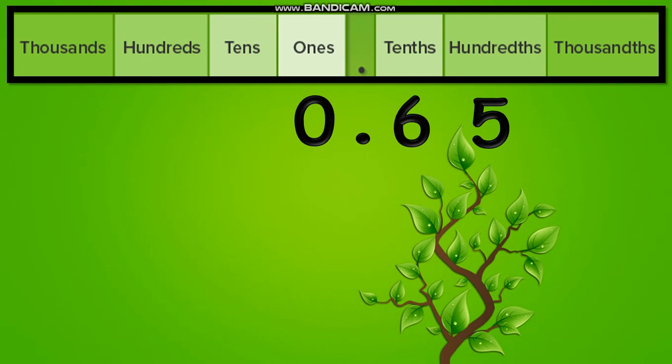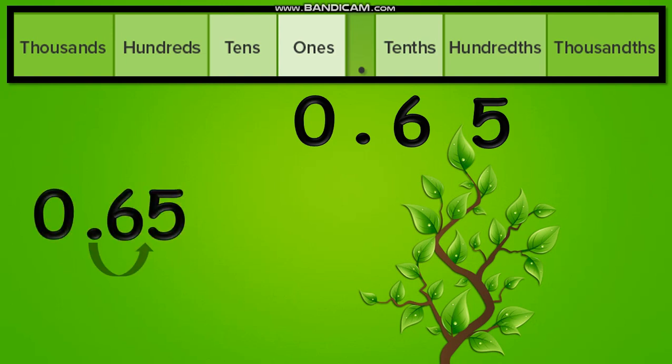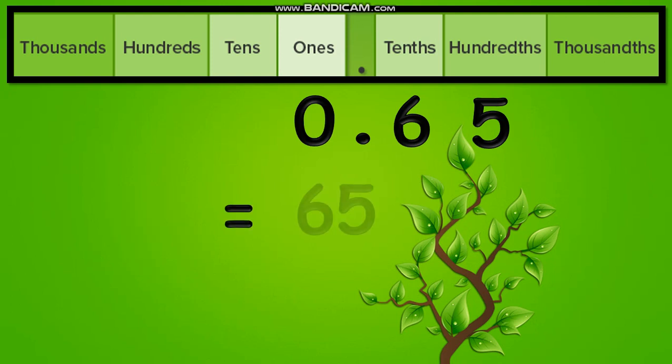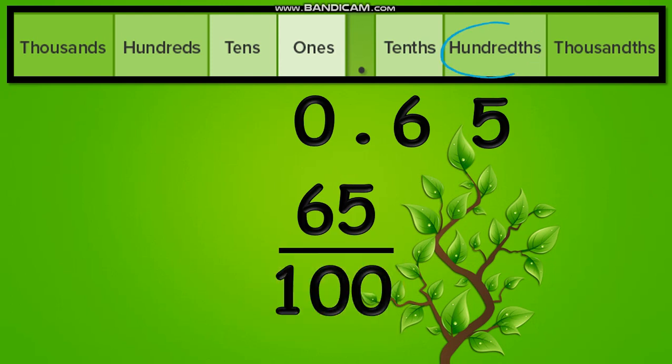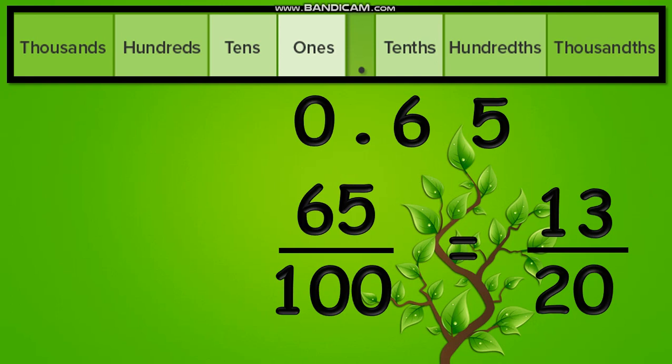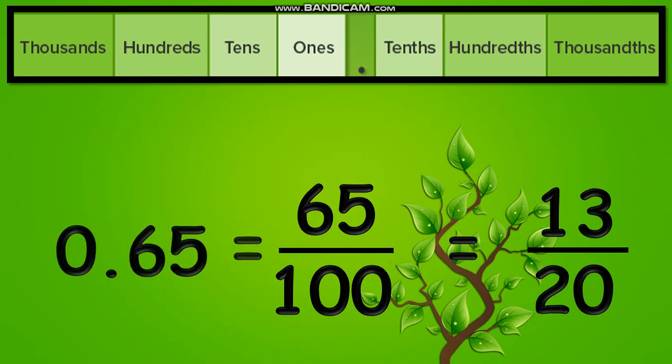Another example is 0.65. We will make 0.65 a whole number by moving the decimal point 2 places to its right. 0.65 has now become 65. And since 65 is in the hundredths place of our decimal place value chart, its denominator will be 100. And now we have a fraction of 65 over 100, and when we change it to the lowest term, it becomes 13/20. Therefore, 0.65 when we rename it to a fraction is 65 over 100 or 13/20.